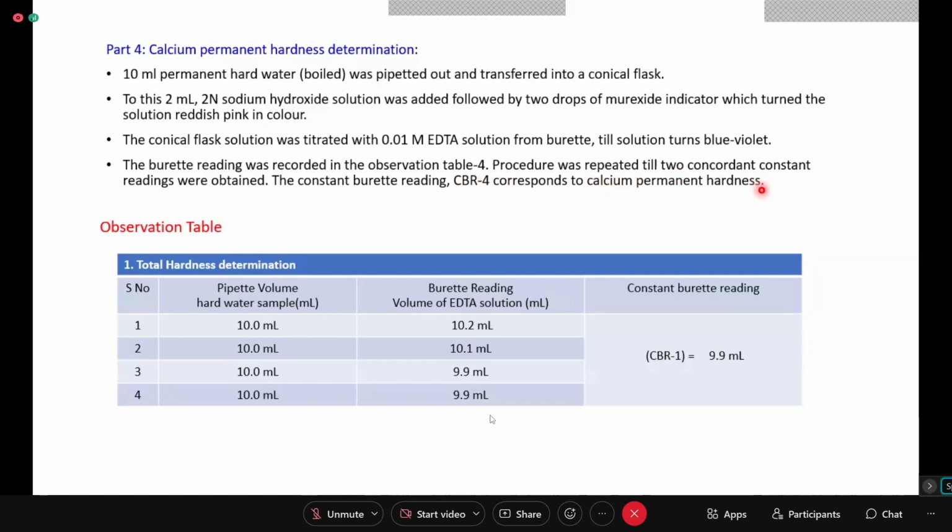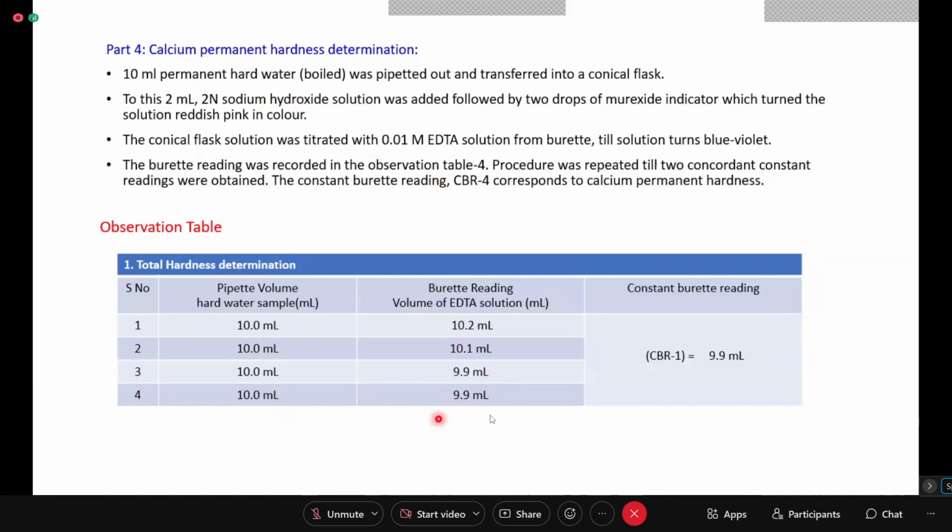Okay, now is the observation table, which is an important part in this. You can take a screenshot of this or I'll put it in your group. Okay, so this is the mock reading given to you. These two are the constant readings, 9.9. If you don't get the third and the fourth reading constant, go on titrating. Every time take 10 ml, add indicator and titrate with EDTA till you get a color change.